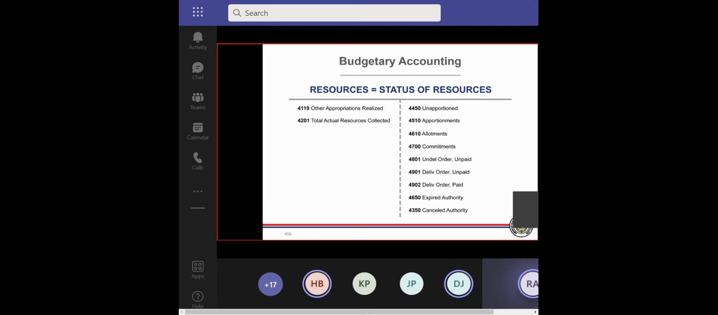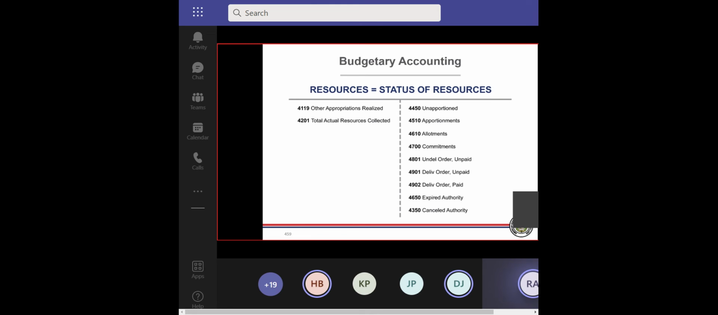So let's just take that very first line up there. Other appropriations realized, general ledger account 4119. So OMB, the president signs an appropriation bill into law. OMB says, okay, for that general ledger account, let's say it's O&M, Navy.